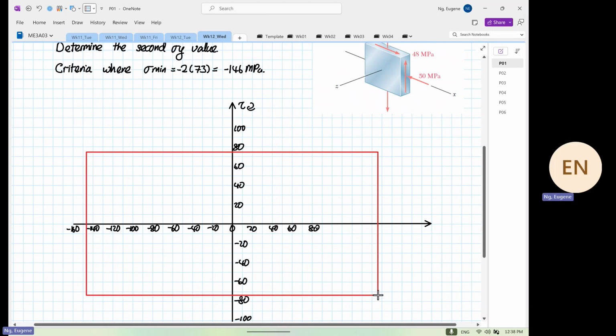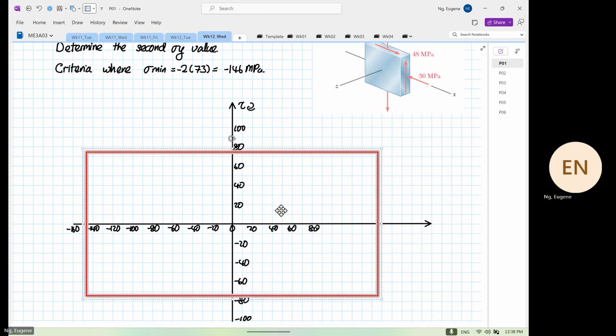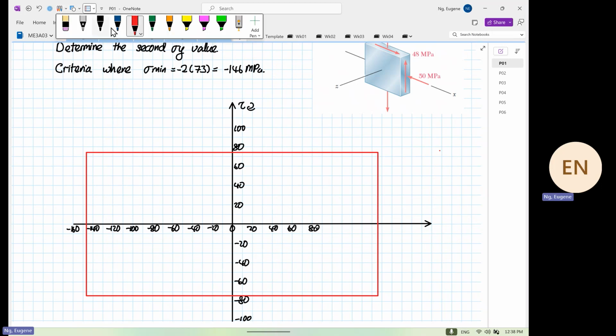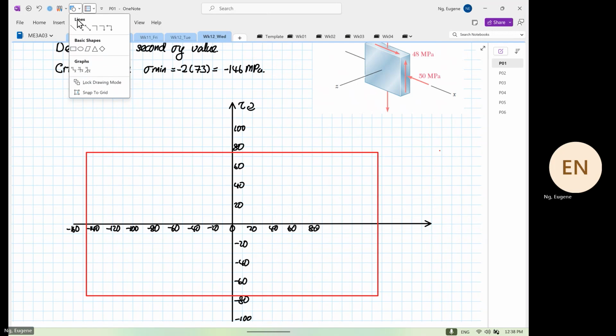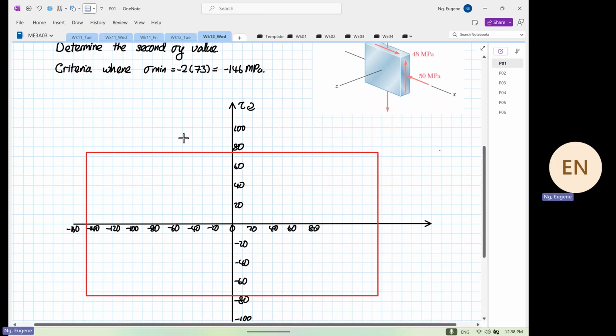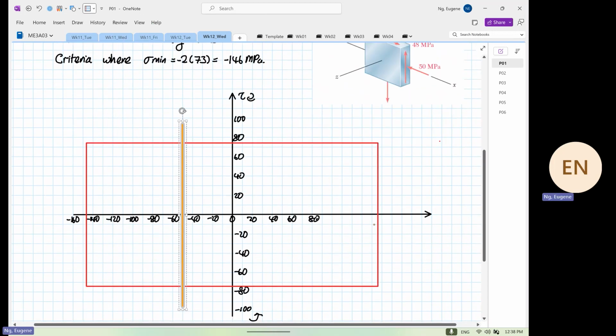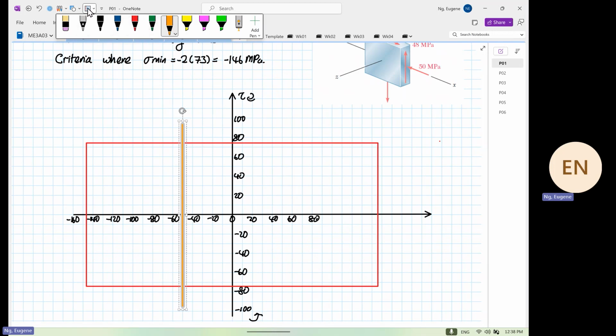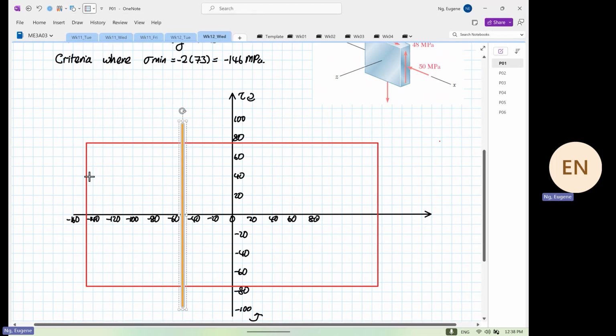So it's 73. This is about my 73. What is still a constant is our normal stress of minus 50. And then we have positive 48, but we know in shear, positive shear doesn't mean anything on the Mohr circle. It's all dependent on the rotation of the element. So 48.